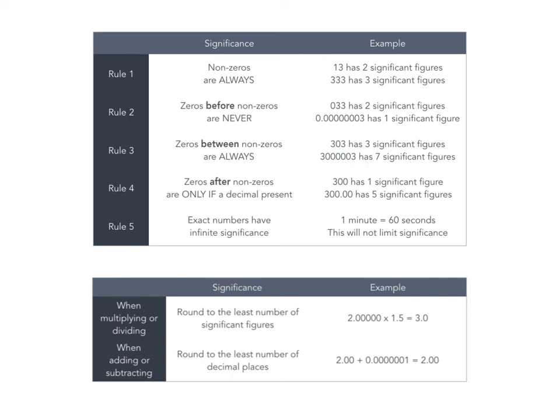These rules would be particularly important when problem solving. For when you have completed the entire problem, your result should be reported to the correct number of significant figures. After a series of calculations which involve multiplying and dividing, you should round to the least number of significant figures. After a series of calculations which involve addition or subtraction, however, you should round to the least number of decimal places.